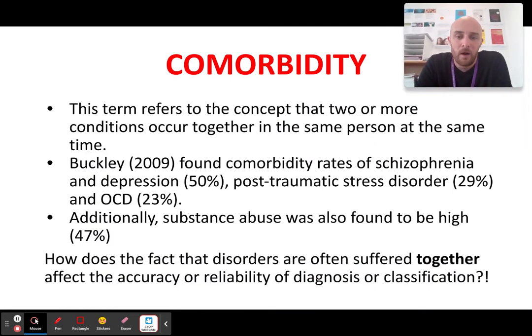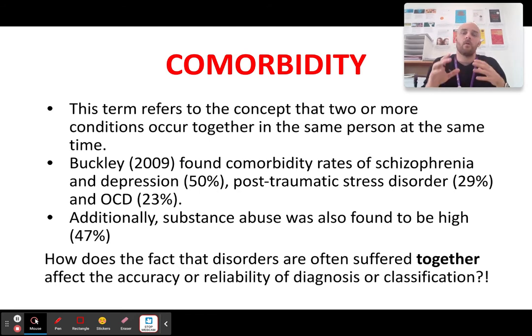So Buckley found that comorbidity rates of schizophrenia and depression is 50%. So basically what that means is 50% of schizophrenic sufferers also get diagnosed with depression, for which they then have to take the drugs as well. 29% of schizophrenic sufferers suffer PTSD, and 23% of schizophrenic sufferers have OCD. Substance abuse, as I said in the last video, is also said to be high with 47%.